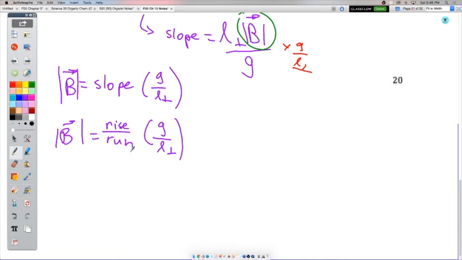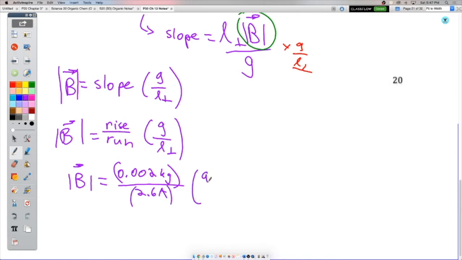So rise over run. Okay, so magnetic field strength then equals, rise is, what did we say? So rise is, be careful, right? It was 2 grams, but these are both going to be in standard units, so 2 grams, yes, but that's 0.002 kilograms. Over our run was 2.6 amps multiplied by g, which is 9.81 newtons per kilogram. We're dividing by the perpendicular length, which we were told is 0.78 meters, right? They told us the wire that was going through the magnetic field was 78 centimeters.